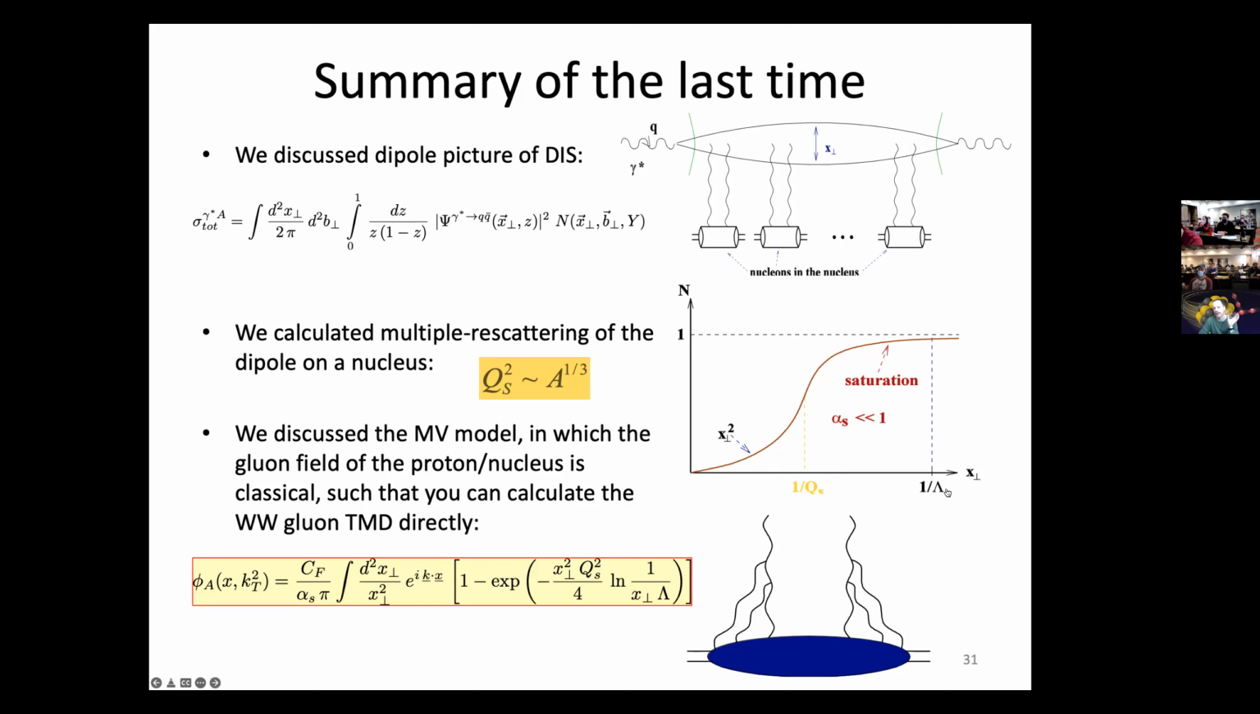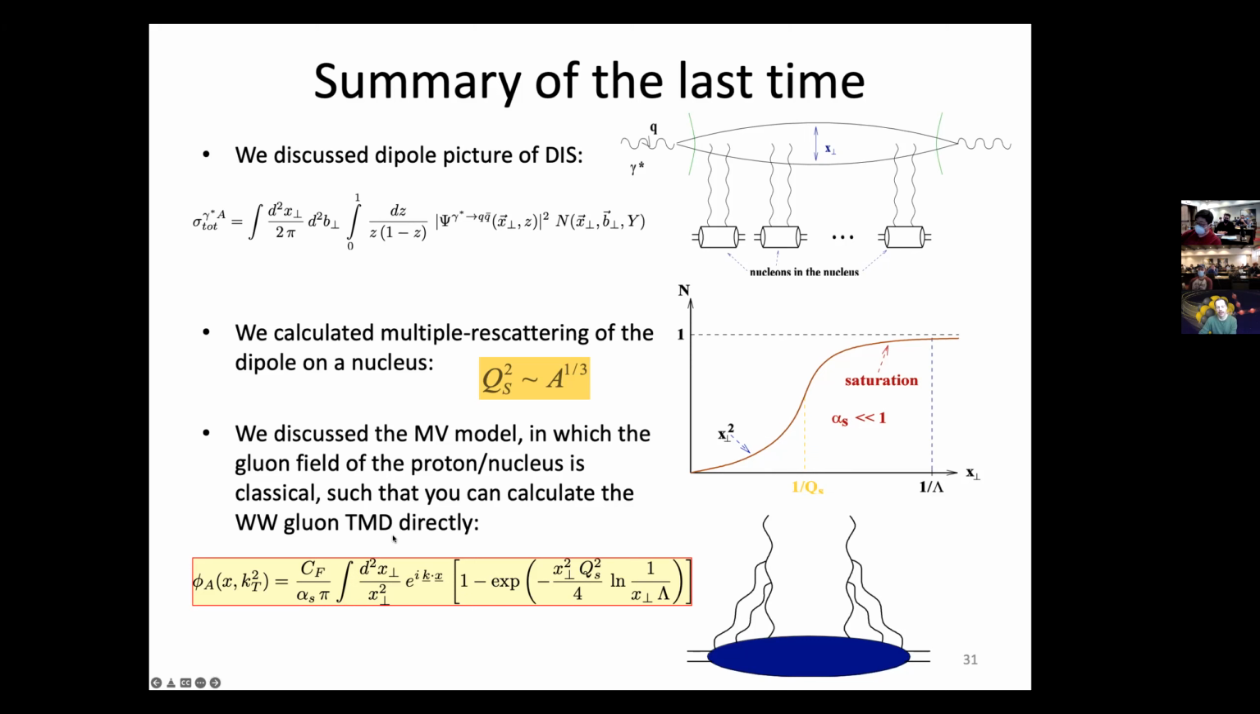Lambda here is some infrared cutoff, right? Think of it as lambda QCD. So the non-perturbative physics resides up here, but the interesting transition into the saturation regime happens at still perturbatively short distances, where 1 over Q_S is small, and therefore alpha_S is small as well.